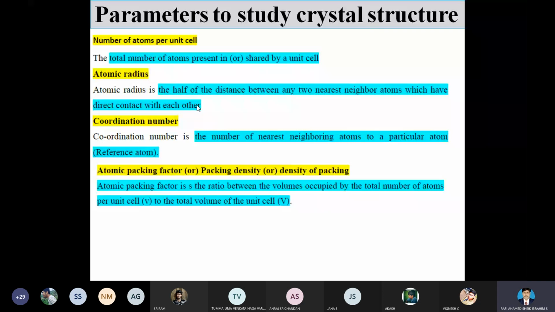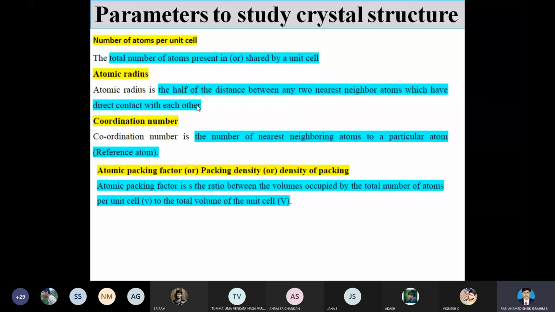I will explain this atomic radius in the simple cubic structure in more detail, so that time you will be able to understand atomic radius clearly. Anuraj, yes sir. I will start defining the parameters, and at that time you will be able to know it.